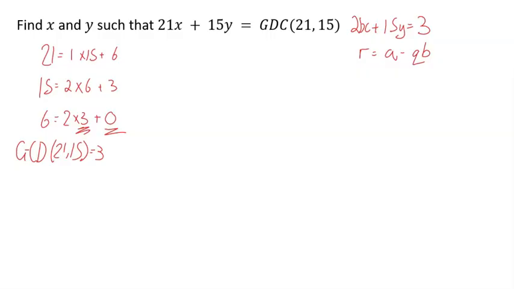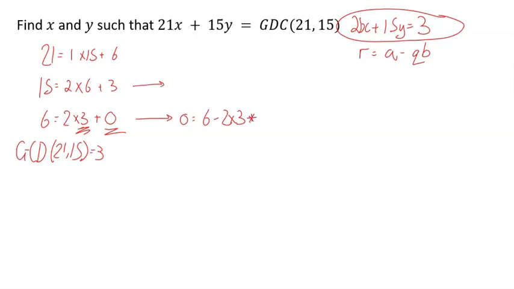So if I started with this line, I'd end up with 0 is equal to 6 take away 2 times 3. Now that doesn't actually help me at all. Remember, we want it to be of the format 21x plus 15y equals 3. So when we're working back the way, this first line here doesn't need to be dealt with.